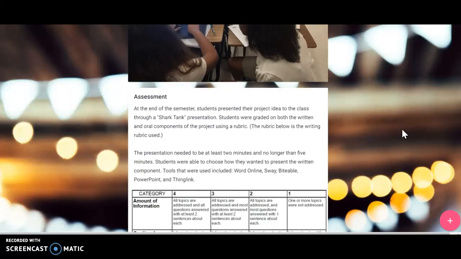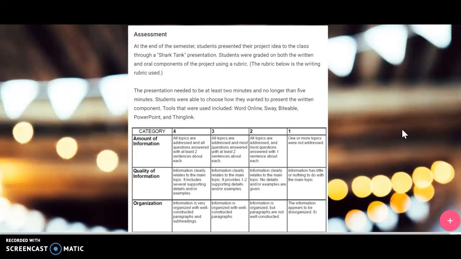The summative for this semester was a Shark Tank presentation where students would share their project idea to the class. Students were graded on both the written and oral components of this project using a rubric. Students needed to not only explain their topic, but also how it would impact the community, what their final product would look like, and what their steps were to complete the project.